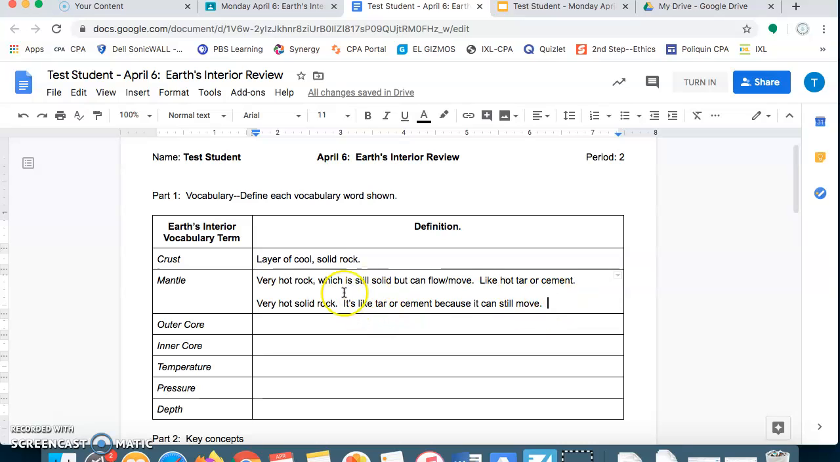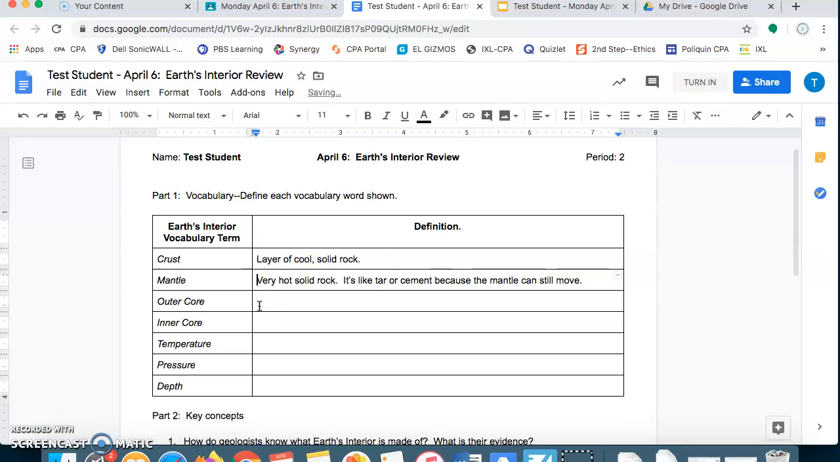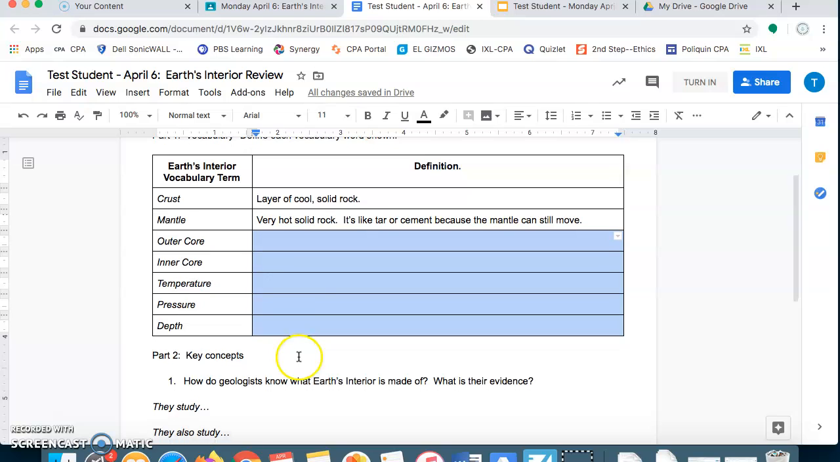Okay, I've taken all the pieces. I said very hot rock, still solid, and I turned that into this sentence part here. But then I said it's like tar or cement because the mantle can still move. Trying to be more specific helps me understand a little bit better, and so I've defined it. Okay, your job: you can go back and look at outer core, inner core, temperature, pressure, and depth. You can define those on your own.